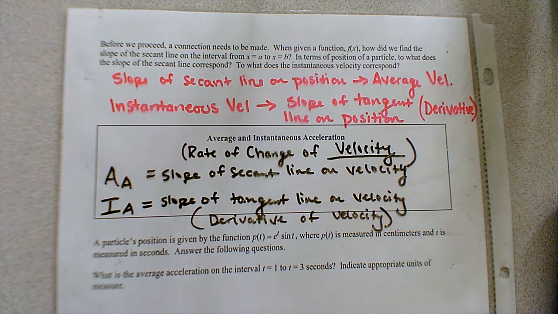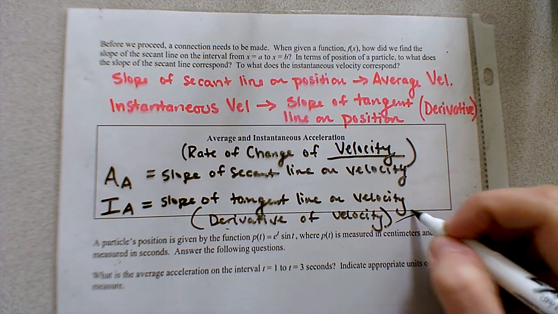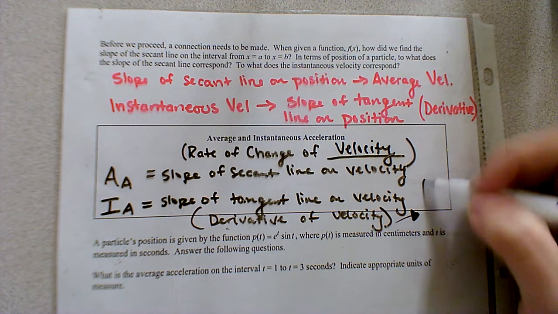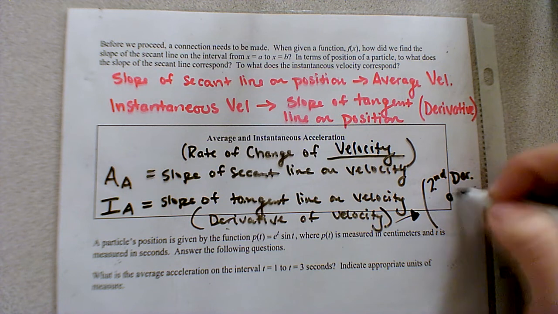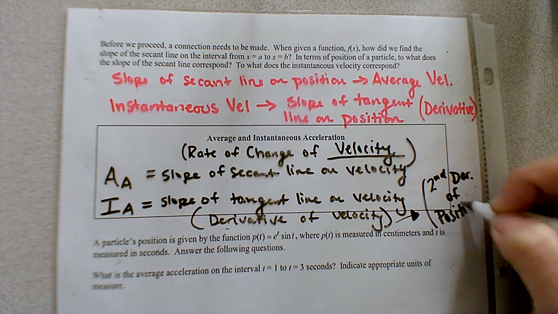Now, this kind of brings something into consideration here. If we're finding the derivative of velocity, and if velocity in itself is a derivative, okay, velocity is the derivative of position, then technically this instantaneous acceleration is the derivative of a derivative, which is signifying a second derivative. So we could also give a definition or a description for instantaneous acceleration. This is the second derivative of position.